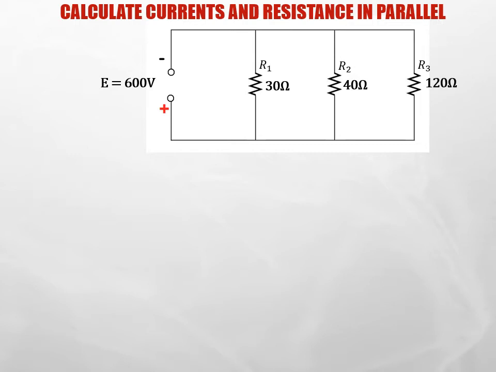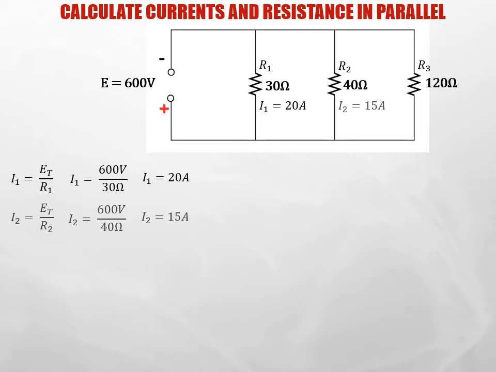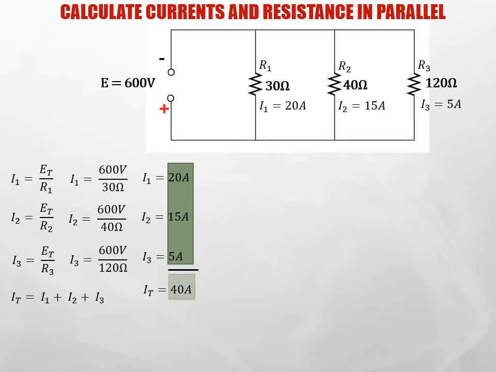Did you have a chance to figure it out yet? Let's take a look. The first branch circuit is 600 volts divided by 30 ohms, or 20 amps. The second branch circuit is 600 volts over 40 ohms, or 15 amps. The third branch circuit is 600 volts over 120, or 5 amps. And once we have the 3 individual branch currents, we can add them all up and get our total current of 40 amps.